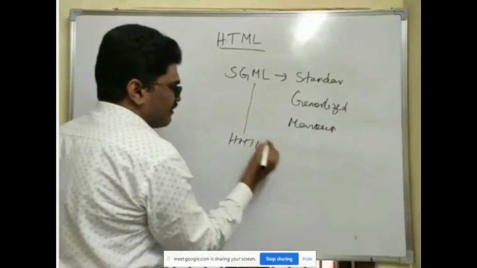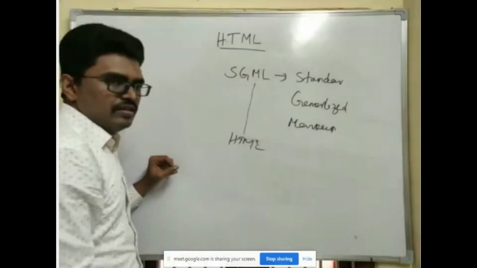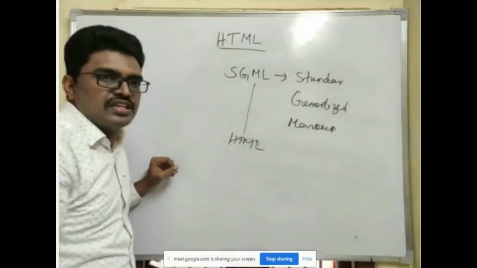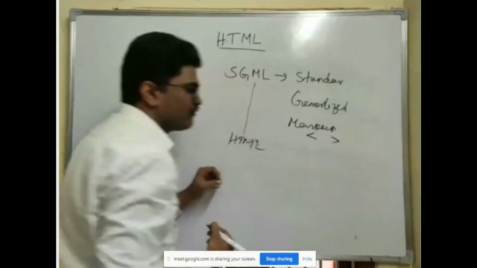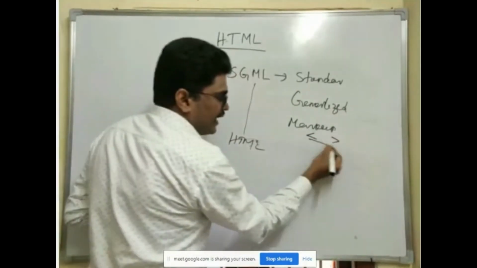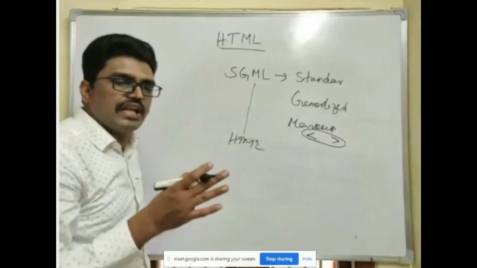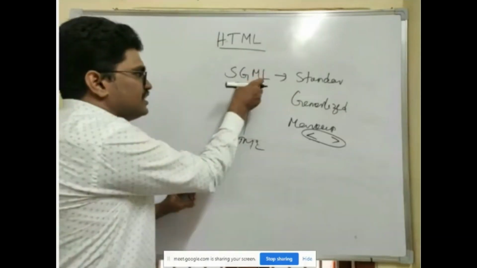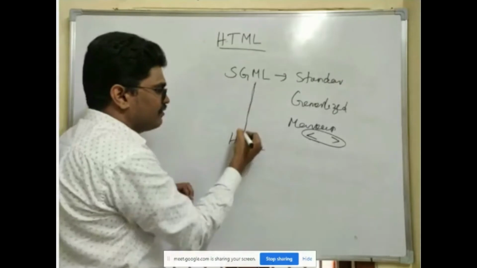HTML was derived from SGML, which was the Standard Generalized Markup Language. See, a markup language means the language will be in the form of tags. Anything that we place within these two symbols is called a tag. Whenever we say markup language, the language will be in the form of tags. So SGML was a standard generalized markup language from which they derived your HTML.